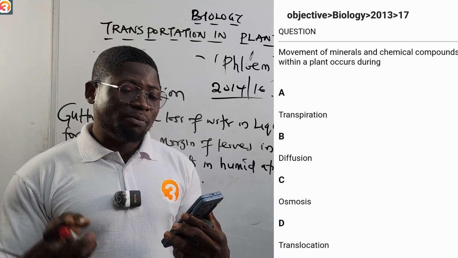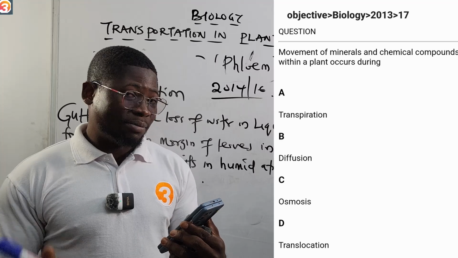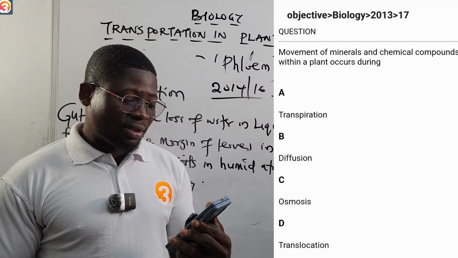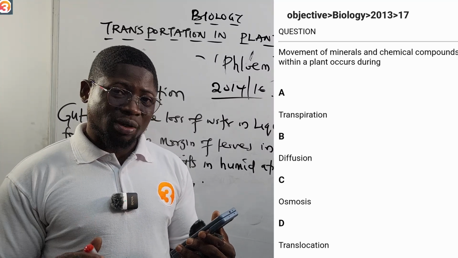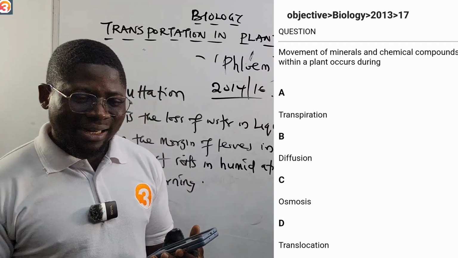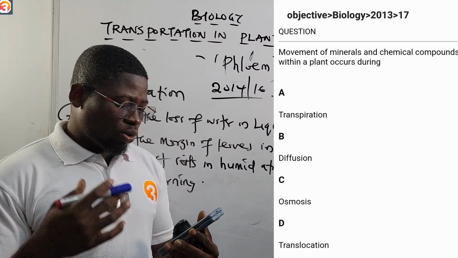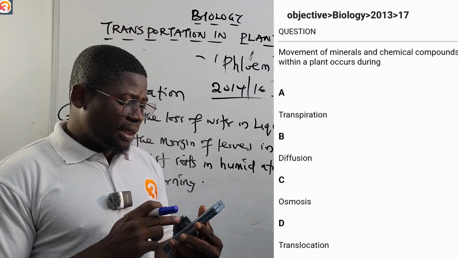Okay, let us see 2013 number 17. They say movement of minerals and chemical compounds within plants occurs during A, transpiration, no. B, diffusion, no. C, osmosis, no. D says translocation. It is during translocation. Movement of food, movement of minerals, movement of chemical compounds happens during translocation.